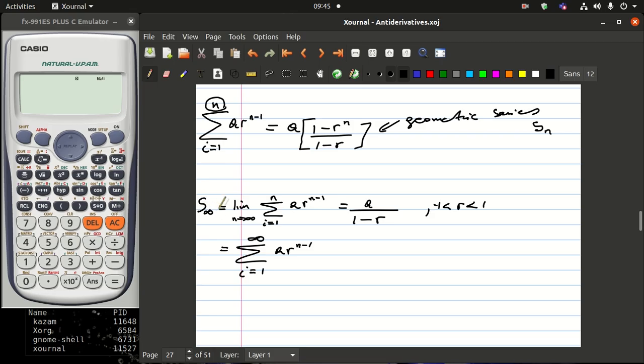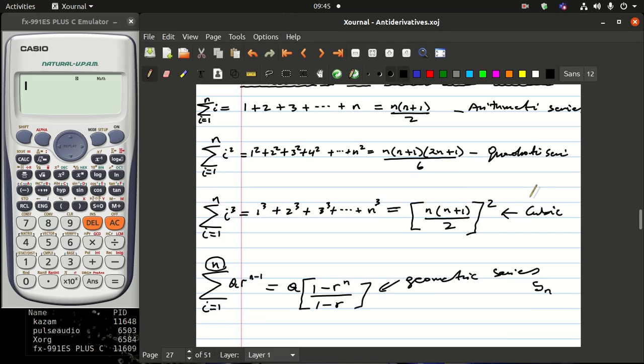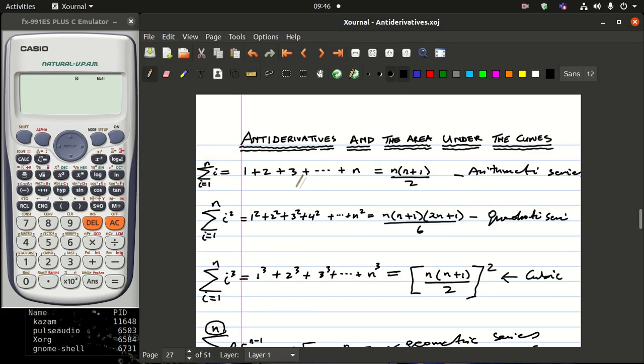The same thing here, once you have this sigma notation and you're running i from 1 to n, you must know that you're talking about s of n. The same thing here, this is s of n, this is s of n, this is s of n.